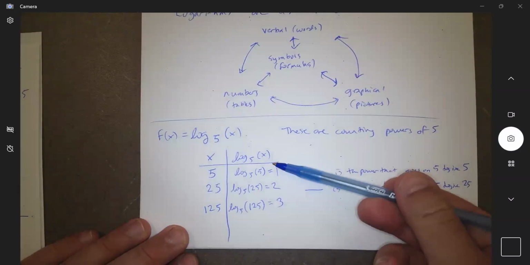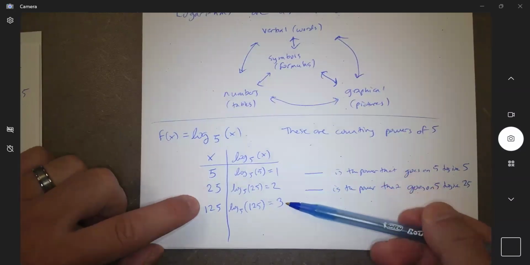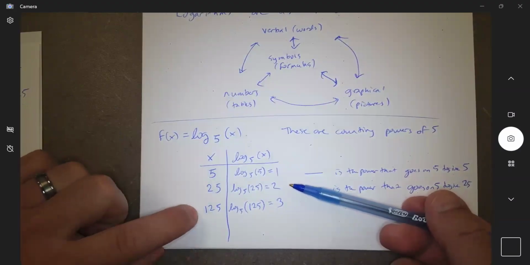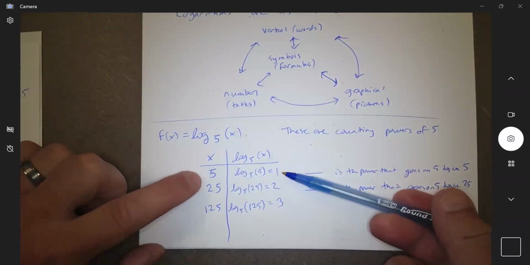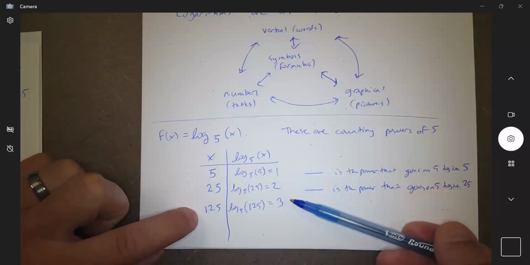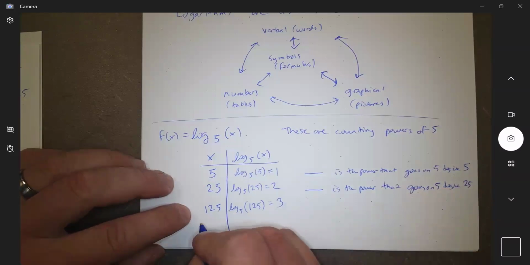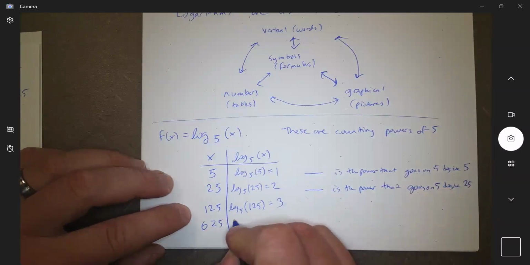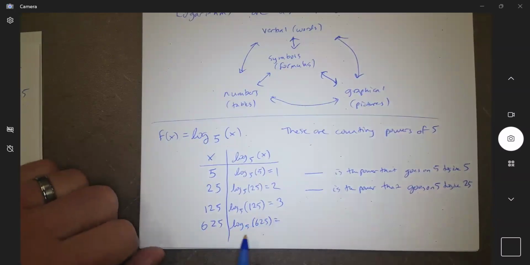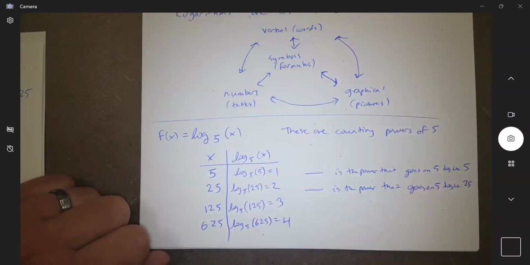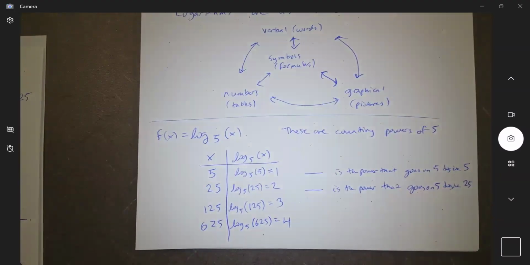What we're doing with our log function is we're counting powers of 5. If x is 5, 25, 125, the logs are the first power, the second power, the third power. The 1, 2, 3. Logs are powers. I happen to know that 5 to the 4th is 625. So what's log base 5 of 625? 4, because that's the power that goes on 5 to give you 625.